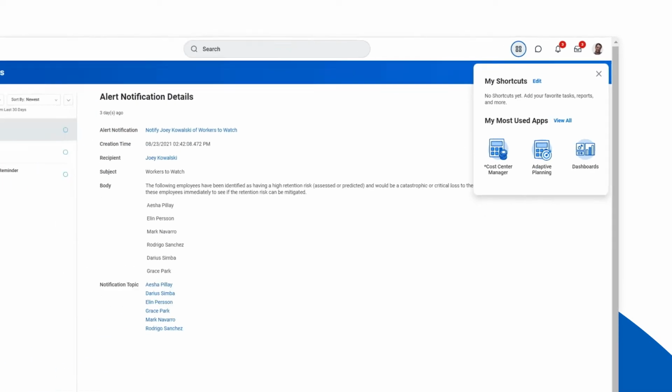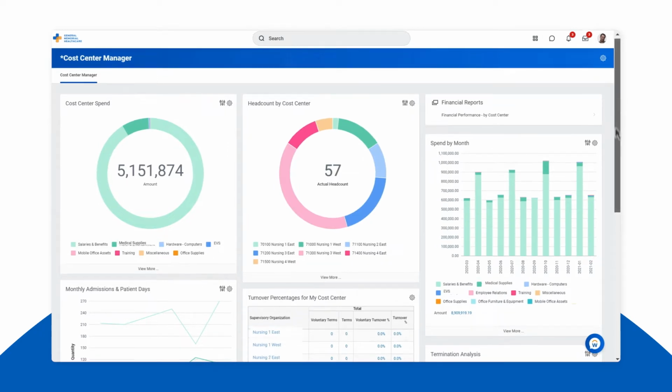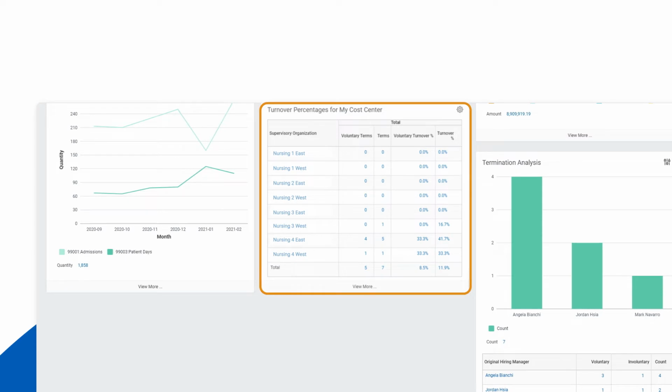The Cost Center dashboard in Workday provides a better picture of what's going on with the team from an HR perspective, and it also offers insight into the broader context with financial, clinical, and supply chain data all in one place. Focusing on the turnover report, we can see that in addition to the retention risks identified by today's alerts, several employees recently left the organization.